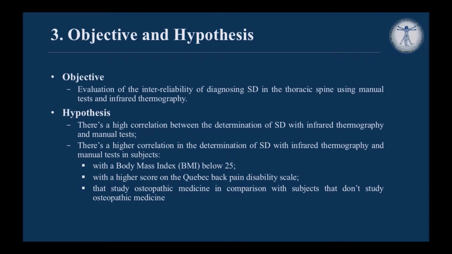Secondly, there is a higher correlation in the determination of somatic dysfunction with infrared thermography and manual tests in subjects with a body mass index below 25, in subjects with a higher score on the Quebec Back Pain Disability Scale, and in subjects that study osteopathic medicine in comparison with subjects that don't study osteopathic medicine.